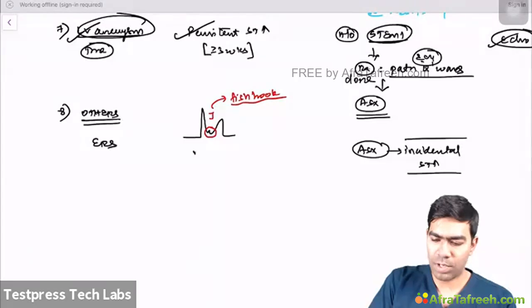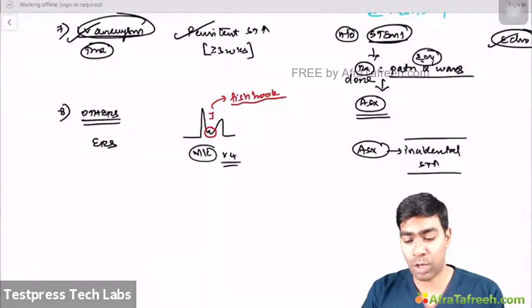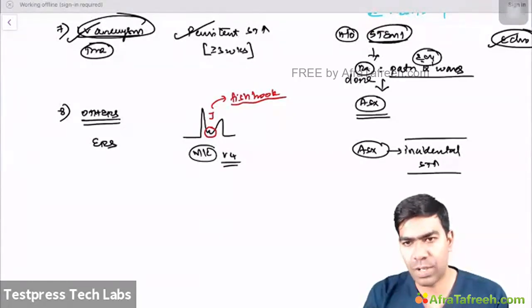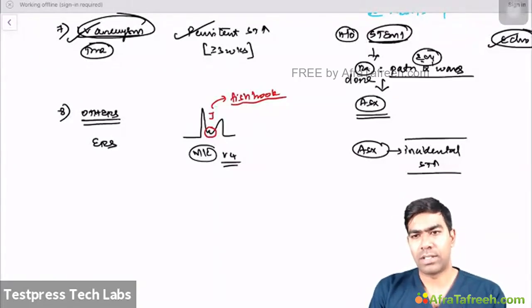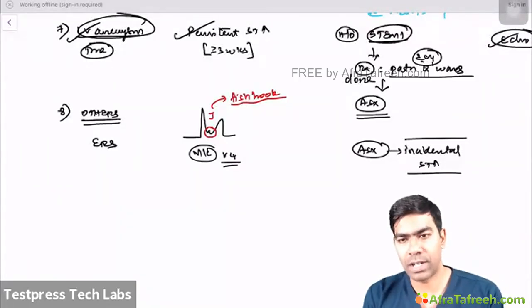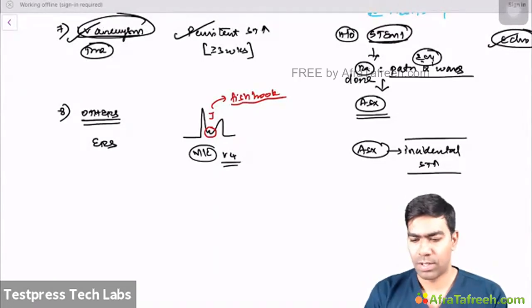And the most common location where you see this is V4. V4 is the most common location. You see in V4 this kind of small fish-hook kind of appearance. That is suggestive of a benign early repolarization syndrome.